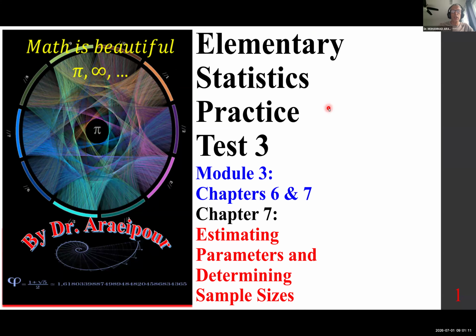Good morning, class. Here's elementary statistics practice test number 3, module 3, covering chapter 6 and 7. Here's chapter 7: estimating parameters and determining sample sizes.